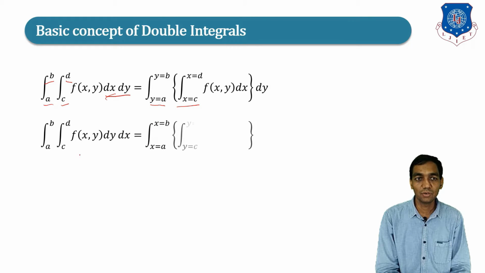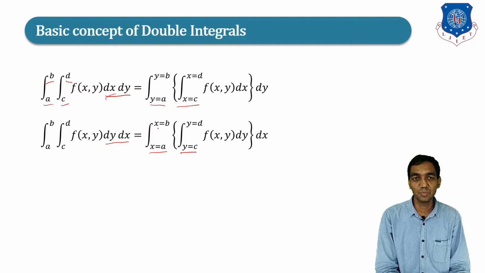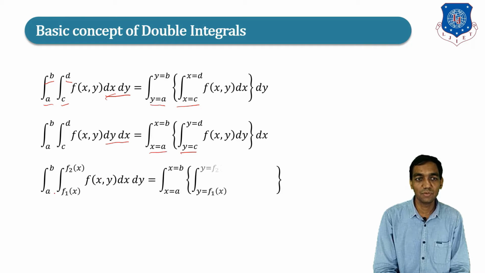In the same manner, if all limits are constants but the order is dy dx, that means the inner limit C to D is the limit of y, so y varies from C to D, and x varies from A to B. Please remember this. But instead of constant limits, suppose you have variable limits.